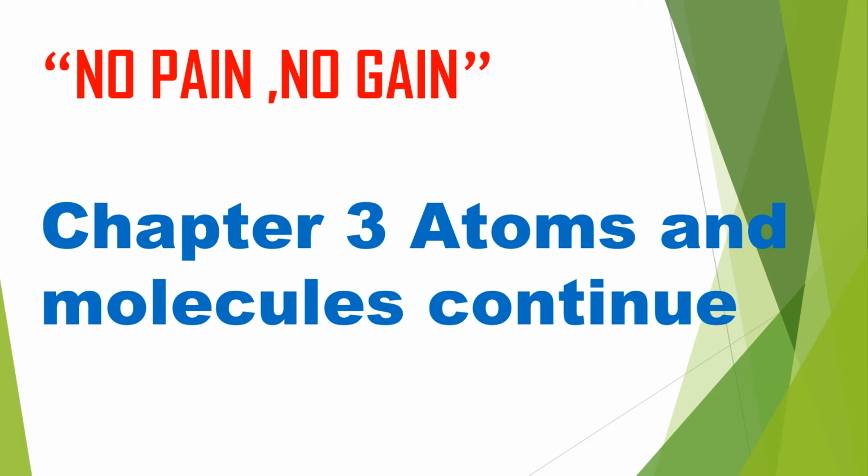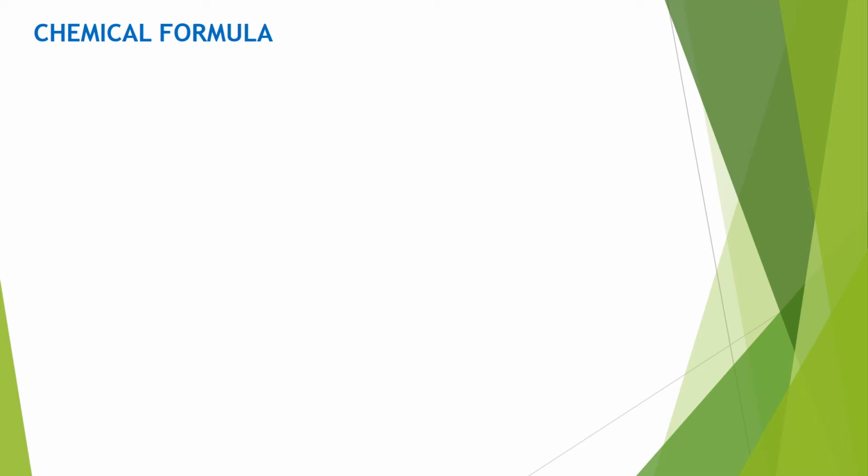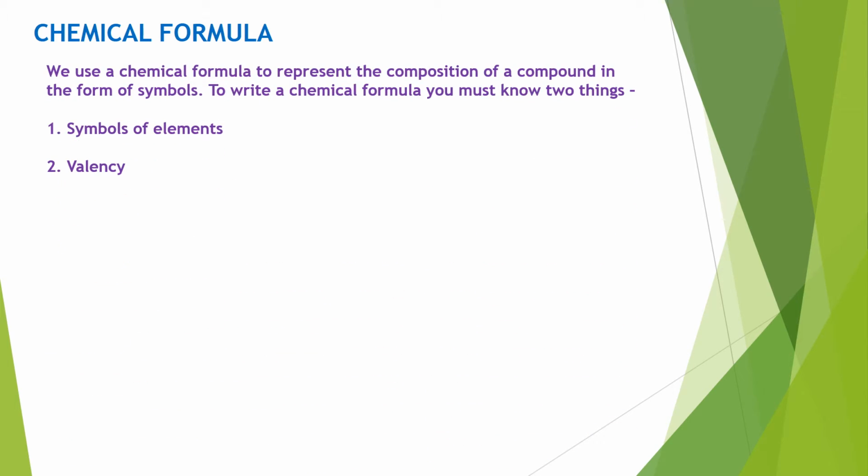Now we are dealing with chapter number 3, that is atoms and molecules. So let us continue. Now today's topic, that is chemical formula. Now what is a formula? Chemical formula is nothing but a representation of the symbols in a sequential form. So we can have that definition: chemical formula represents the composition of a compound in the form of symbols.